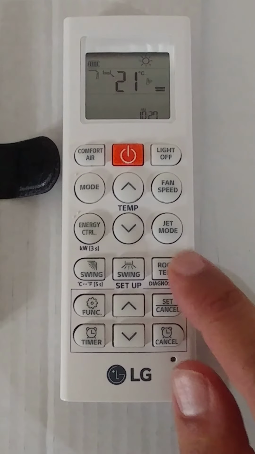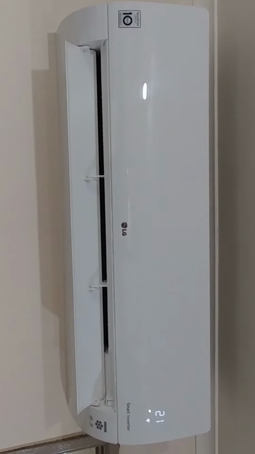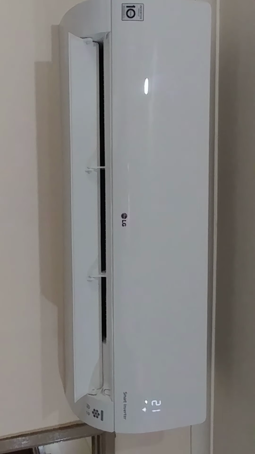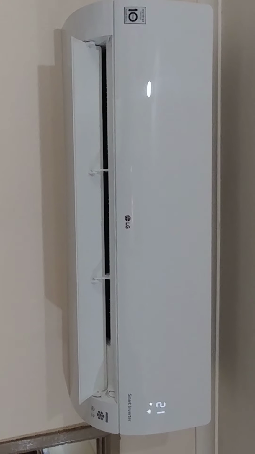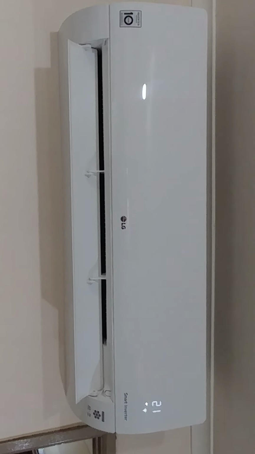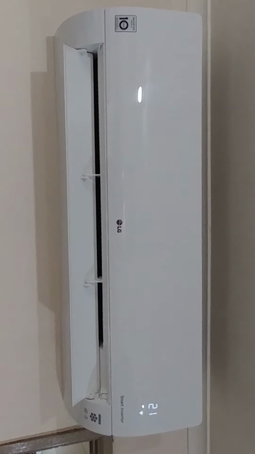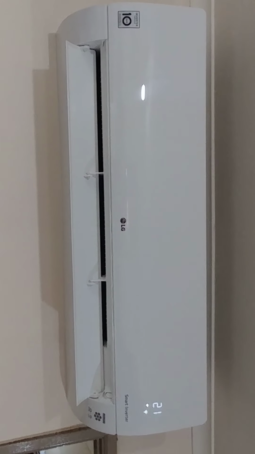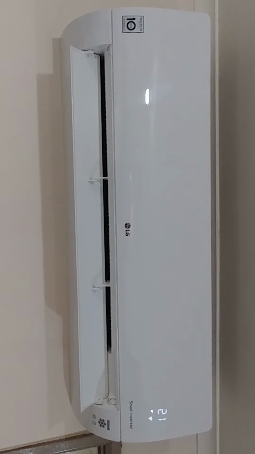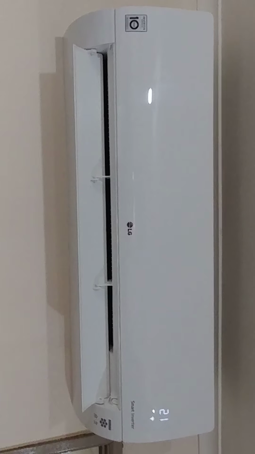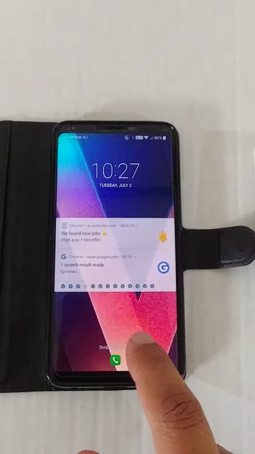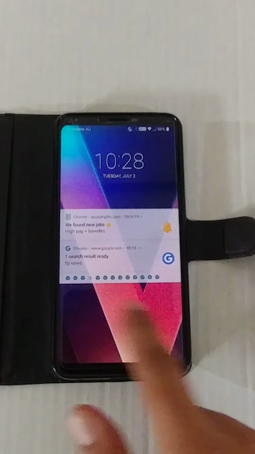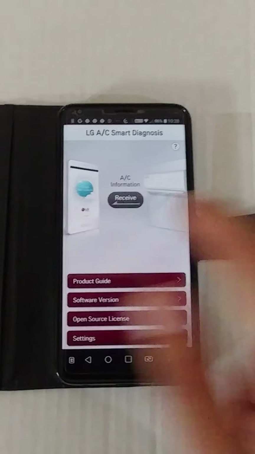And what actually happens is that when I point the remote at this LG air conditioner unit and push that diagnosis button for 5 seconds, it will emit a tone, a series of tones, a bit like a dial-up modem from the early 90s, and that information will then get transferred to the phone. So I'm going to first of all start off this phone, and you need to have this phone near the air conditioner. Now I'm just going to hit the receive button.